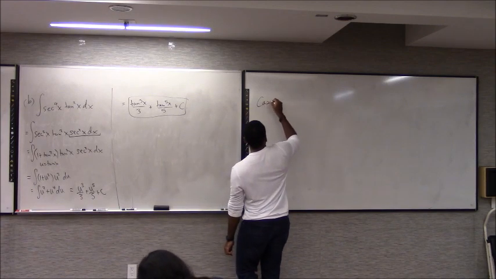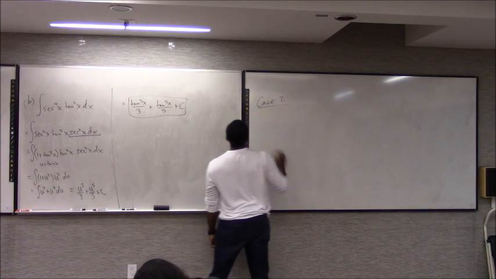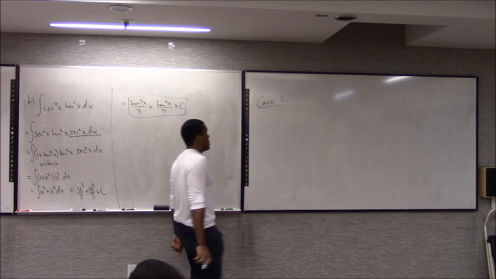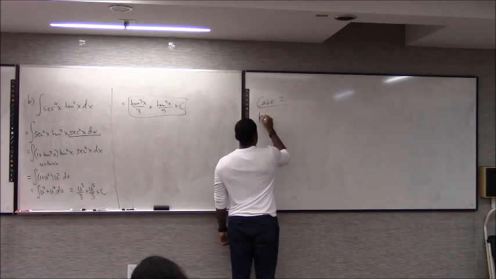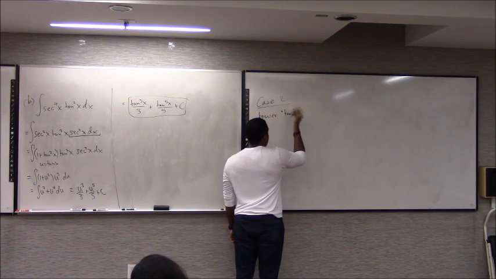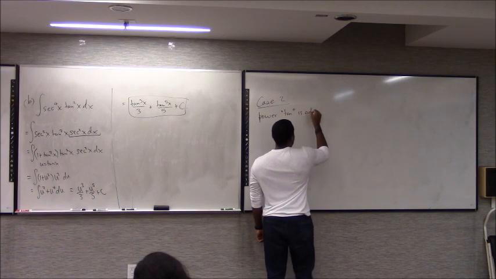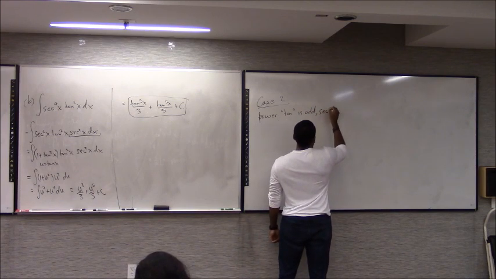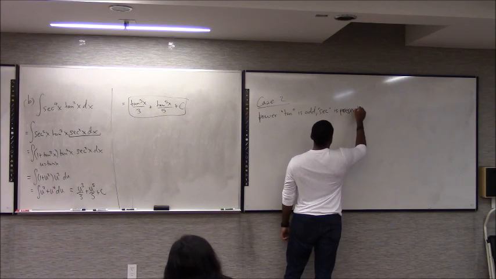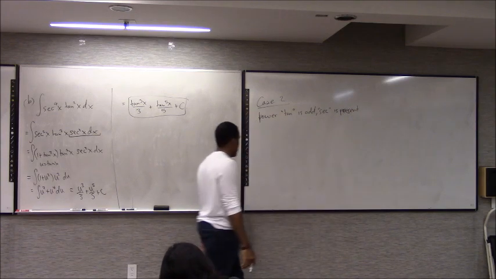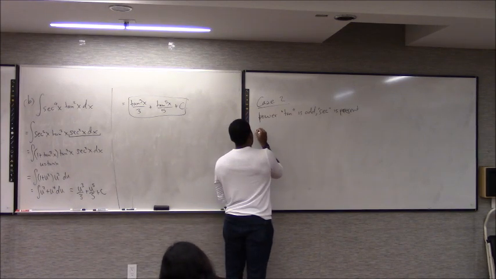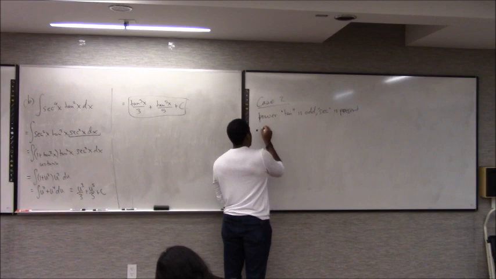Case 2. This was when the power of tangent was odd, secant present. Power of tangent of an angle is odd, and secant is present. And the power of this secant actually doesn't matter. It could even be a fraction if you wanted it to. It wouldn't really matter.